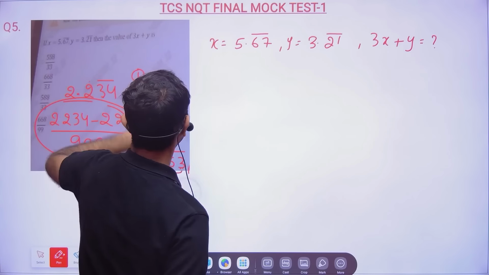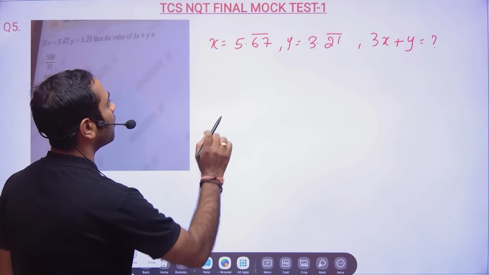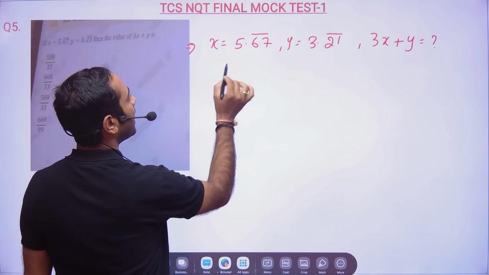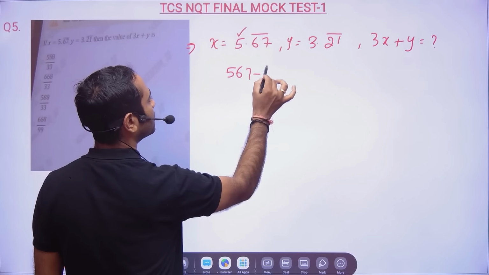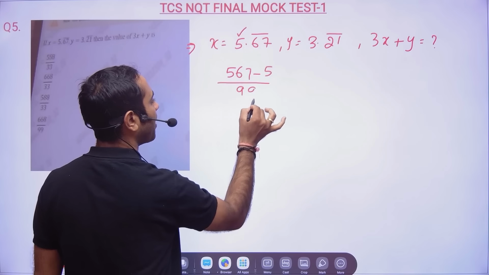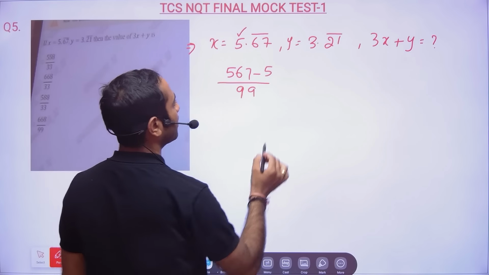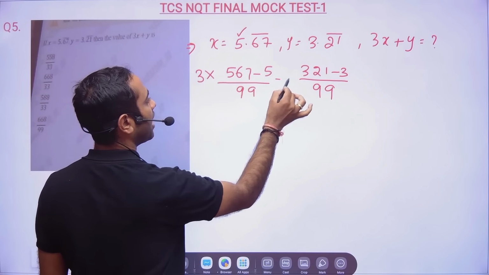Now once you understand the basic concept of the bar, I just took a few cases. Here x will be 567 minus 5, divided by 99, since after decimal we have 2 digits and both have a bar. For y, 321 minus 3, divided by 99. So this is my x, this is my y, and they are asking for 3x plus y.